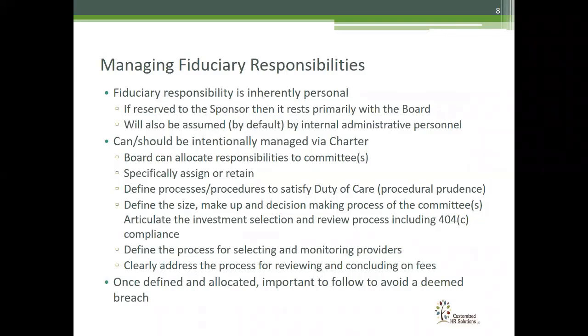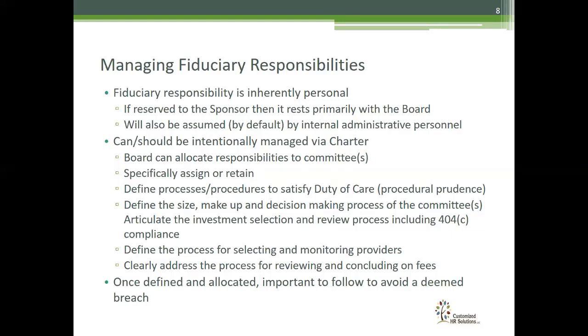Because the board, pursuant to state law, has the statutory authority and fiduciary responsibility to oversee the operations of the company on behalf of the shareholders. So that means they have ultimate responsibility. And so with regard to ERISA, that fiduciary responsibility likely flows up to the board, and to the extent it's not delegated or assumed by others, it's going to live there.